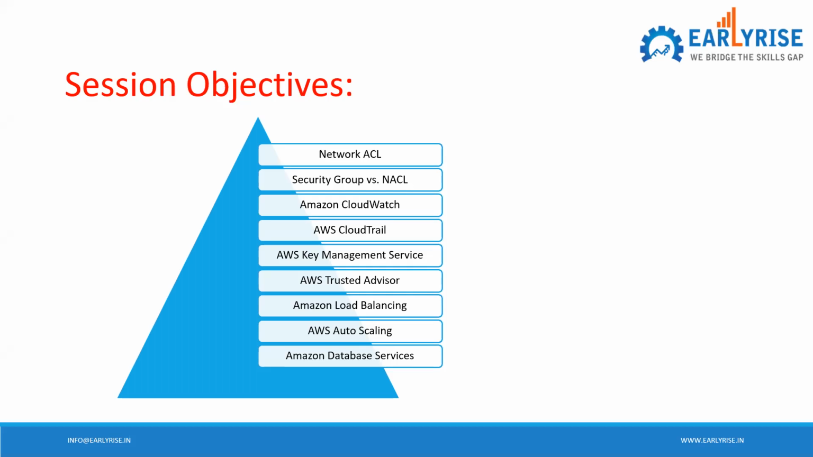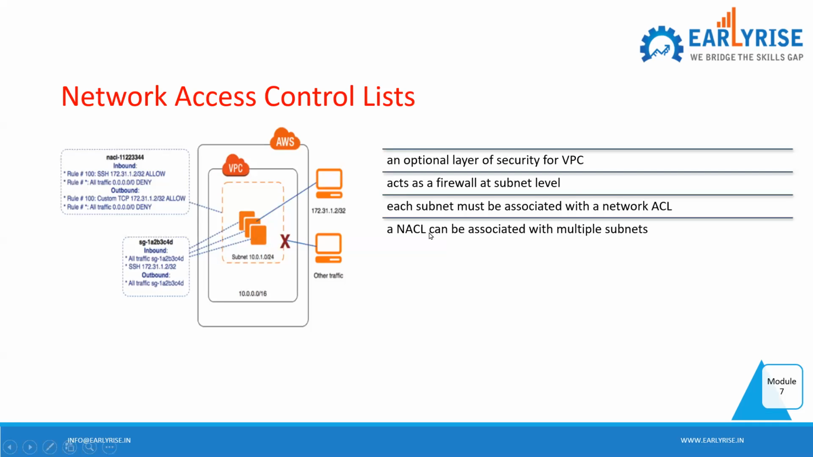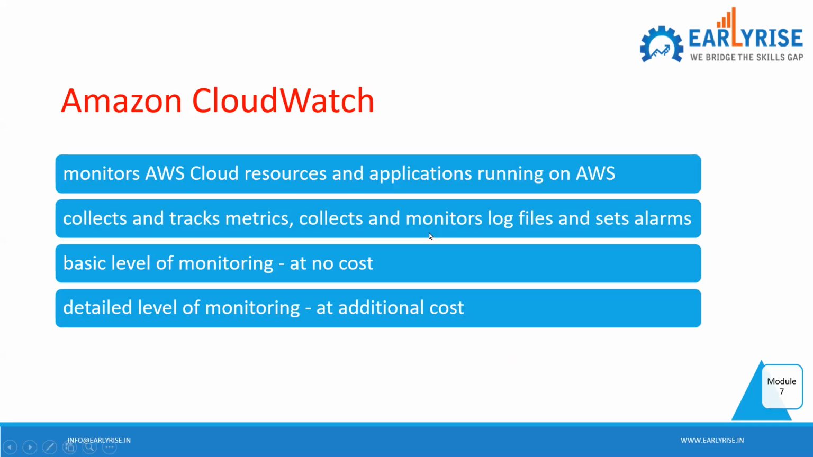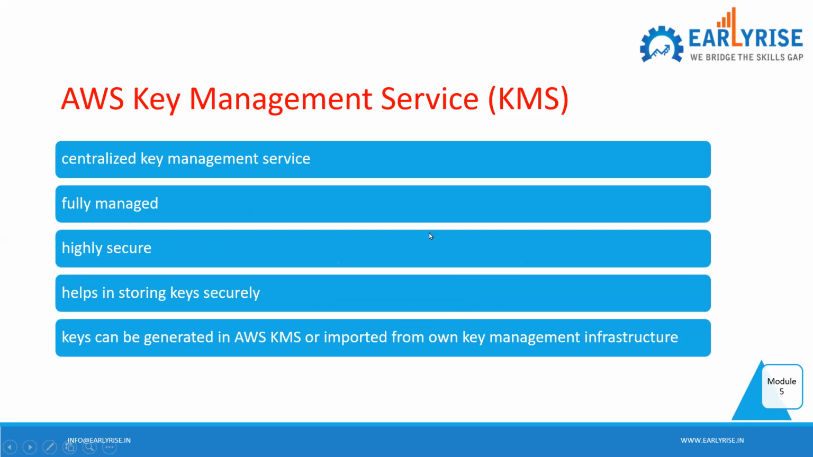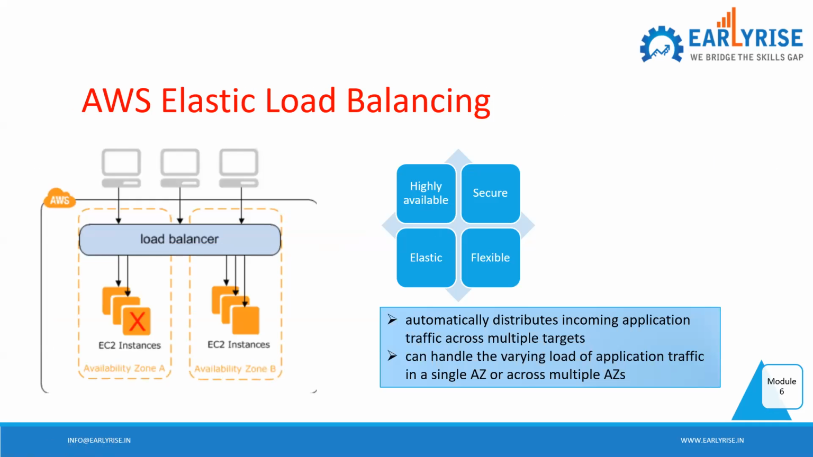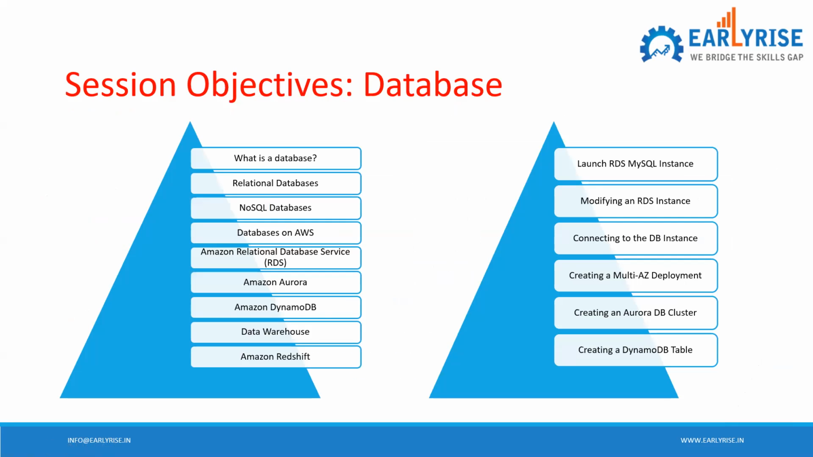Now, another topic that is left. So this is NACL, CloudTrail, CloudWatch, KMS, and the one topic left is the Trusted Advisor. So after Trusted Advisor, we look at load balancing, right, auto scaling, and then we'll look at the databases, right, one of your favorite topics, right?